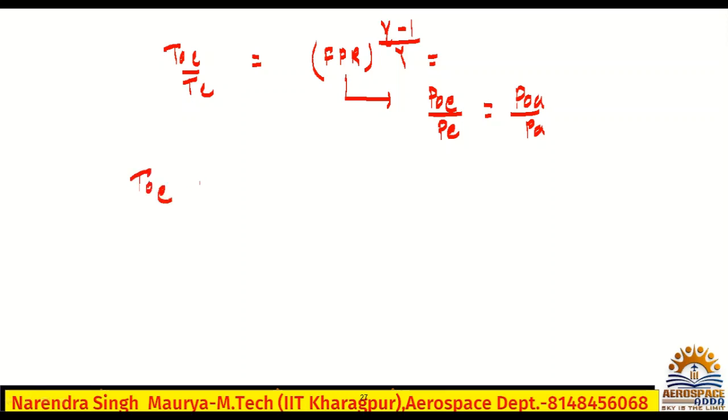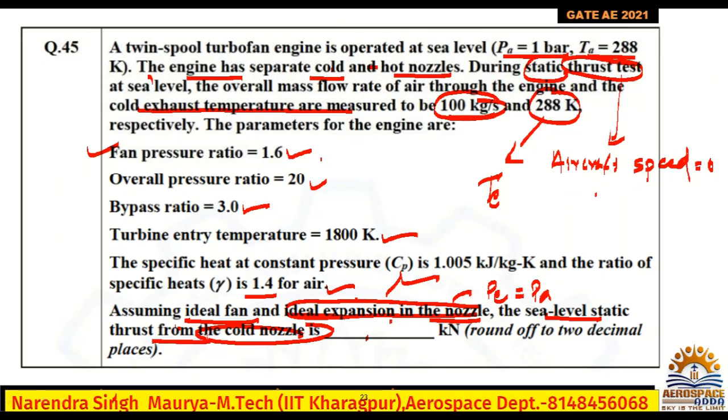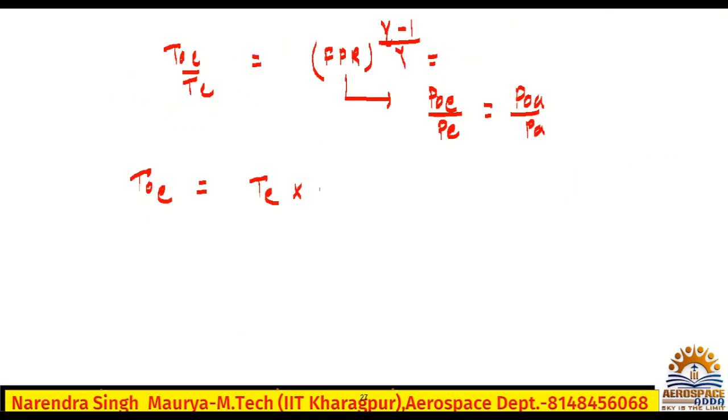So what will be T naught E? T naught E will be TE into fan pressure ratio. What is the fan pressure ratio? Let me check. It is 1.6, to the whole power, gamma is 1.4 they have given. Okay, you calculate this: 1.4 minus 1 divided by 1.4, 1.6 to the whole power.